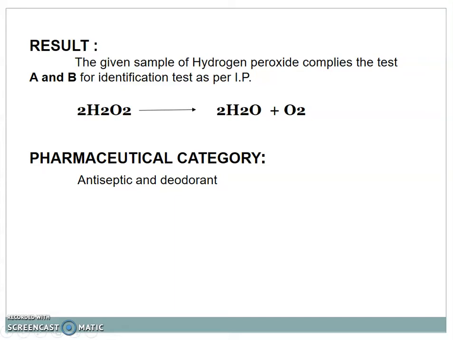And reaction: 2 molecules of H2O2, that means hydrogen peroxide, gives 2 molecules of water, H2O, plus O2. Pharmaceutical category is antiseptic and deodorant.